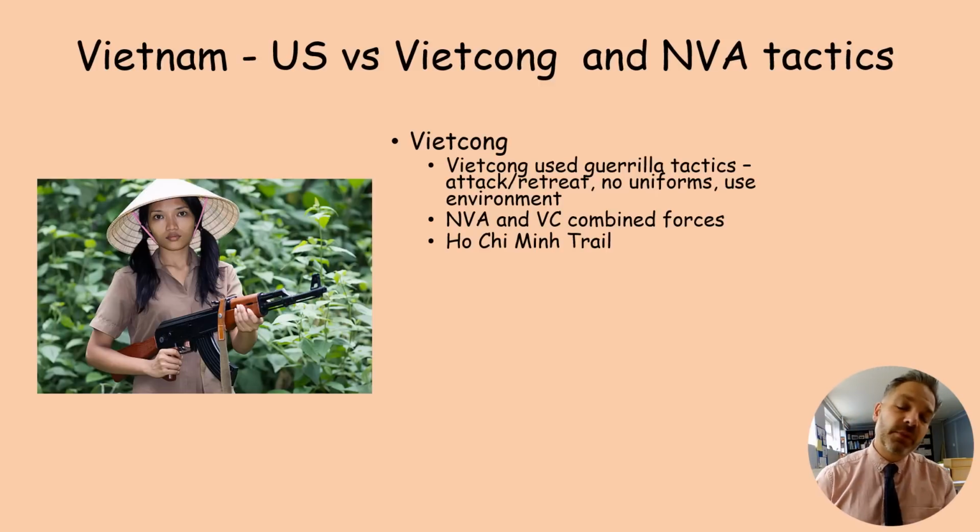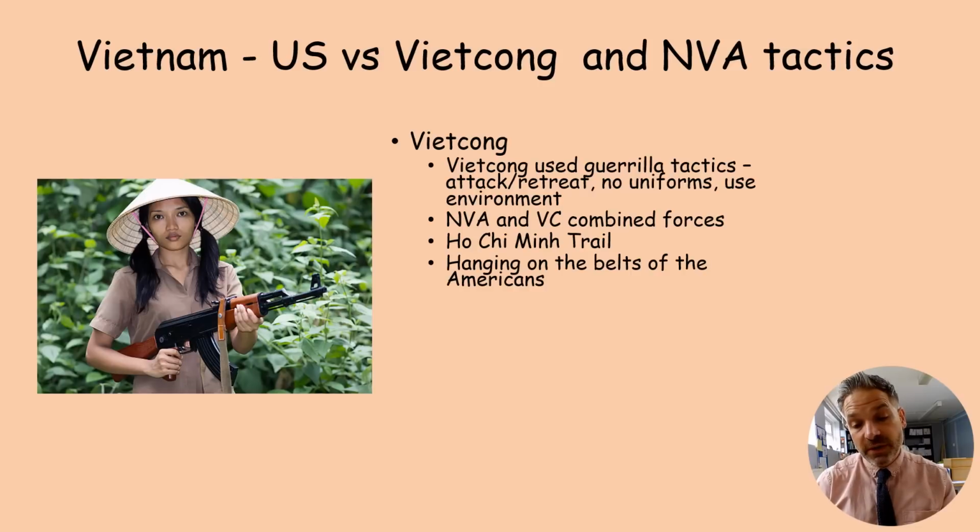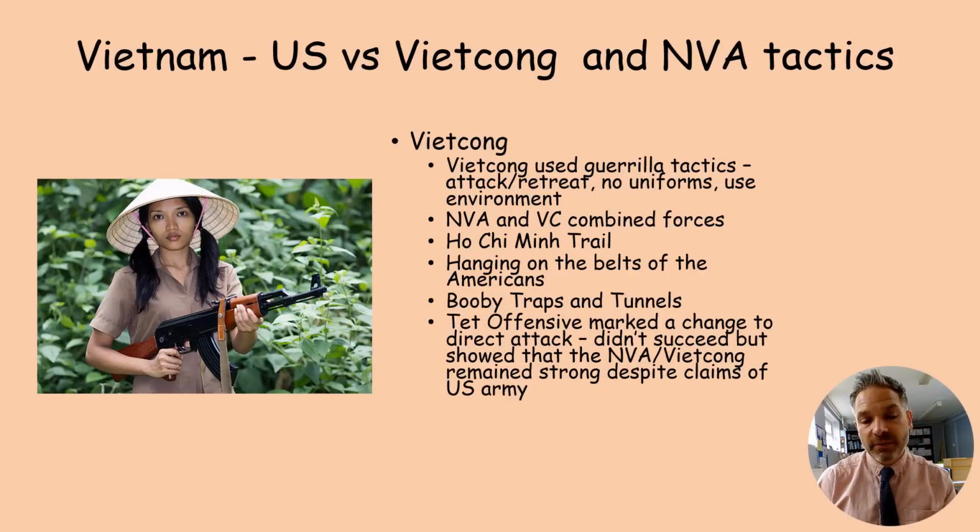They are very well supplied with the Ho Chi Minh Trail, which comes down the border of Vietnam through Cambodia and Laos, and so the Chinese and the Russians are able to supply them through this period. They have a number of tactics, including hanging on the belts of the Americans, so staying close, which made it very difficult or harder for the Americans to use their aerial warfare, because of course then they would end up bombing their own people.